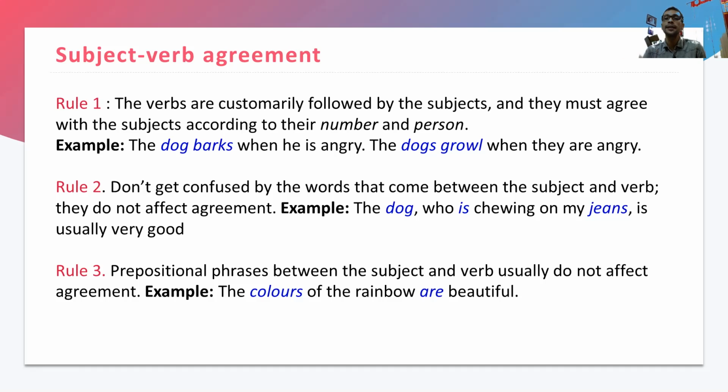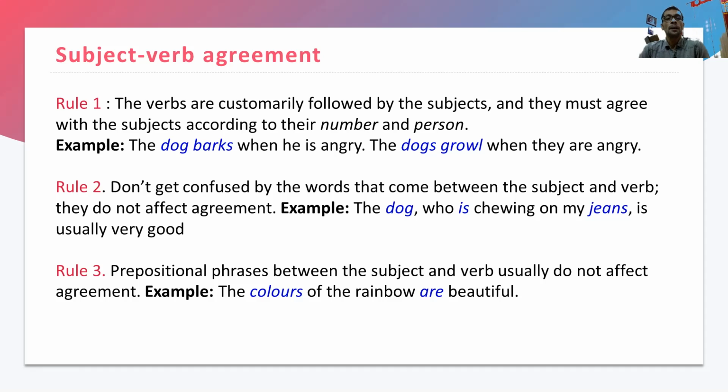So dog singular, is has been used. Again, jeans is not, in spite of its being plural, because of the dog, which is the main element of this sentence, the verb is has been used. Very important for you to take a look at this. The dog who is chewing my jeans is usually very good.